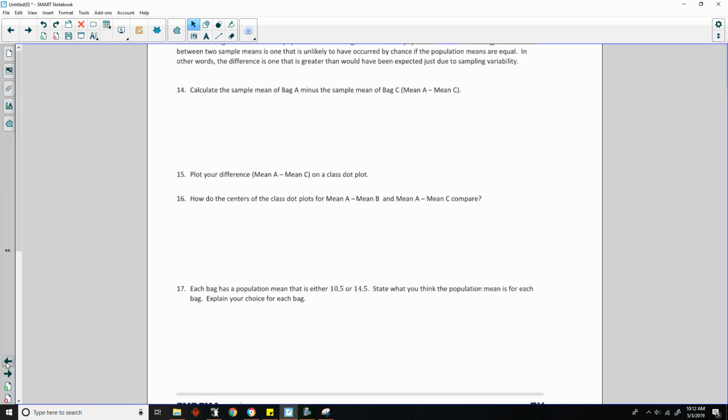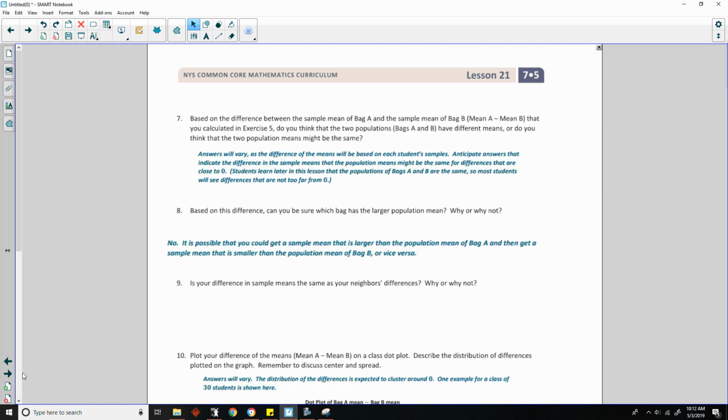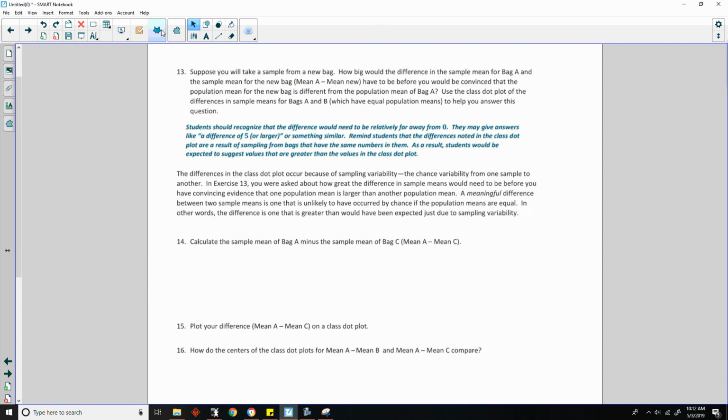Okay, so number 14 says to calculate the sample mean from bag A minus the sample mean from bag C. Mean A minus mean C. A is 15.4 and C is 10.2. So it's 15.4 minus 10.2, and that would be 5.2. Plot your difference, mean A minus mean C, on a class dot plot. How do the centers of the class dot plots for mean A and B and mean A and mean C compare?